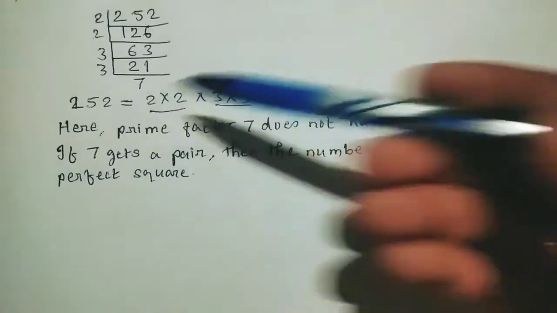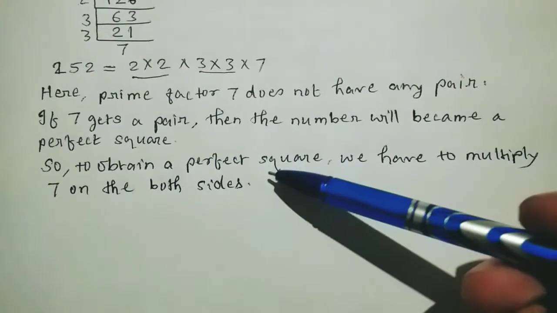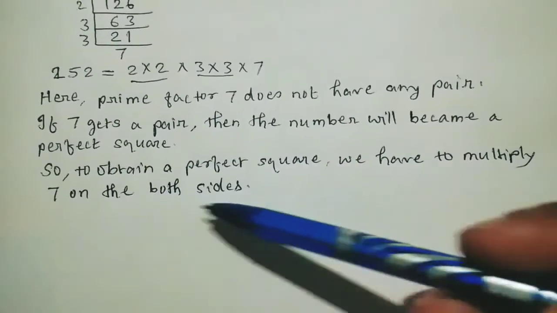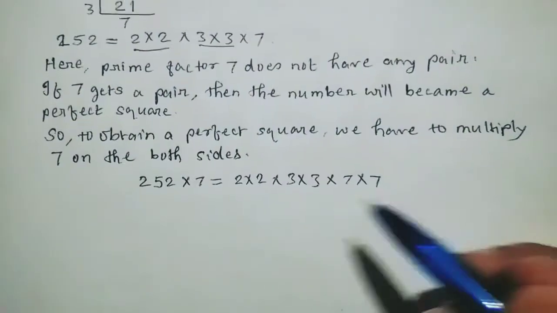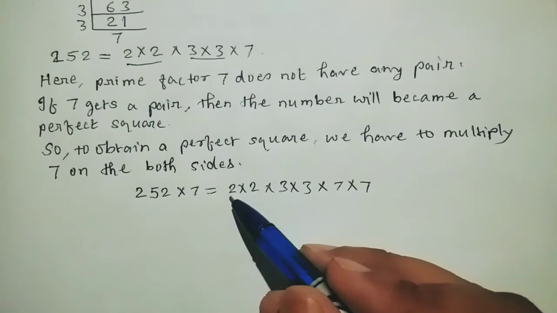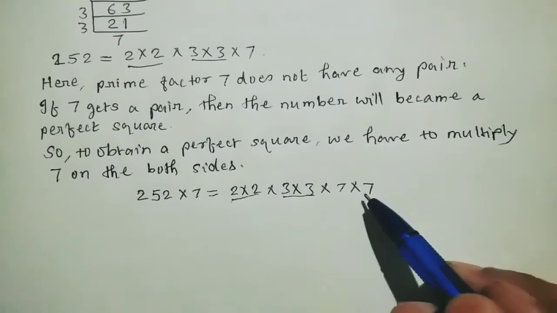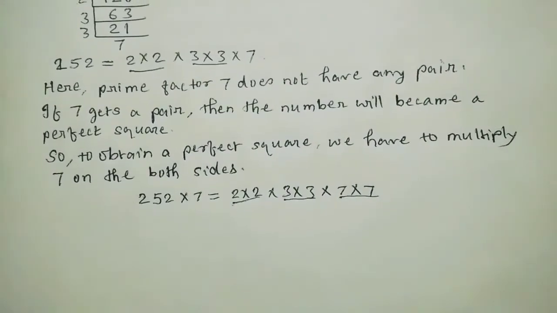This number will become a perfect square. So how to write it? To obtain a perfect square, we have to multiply 7 on both sides, this side also, this side also. Now here you can see, students, I have multiplied 7 on both sides. So here 2 and 2 are now a pair, 3 and 3 are now a pair, and 7 and 7 are also a pair. That means it has now become a perfect square.